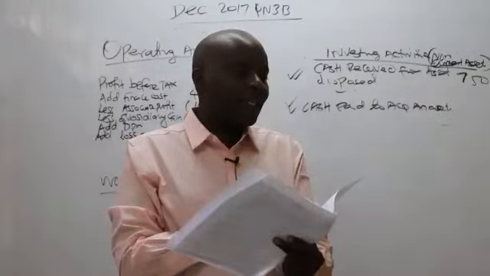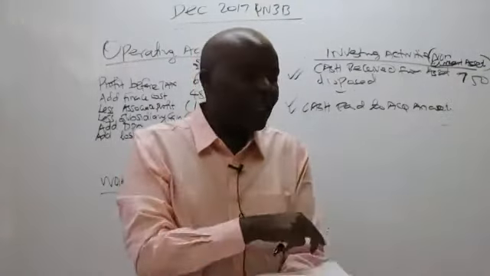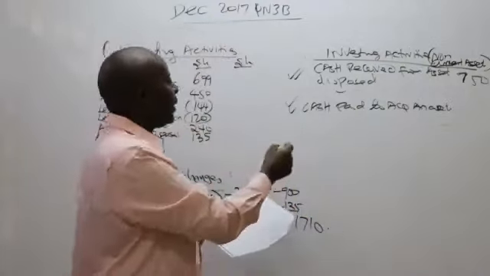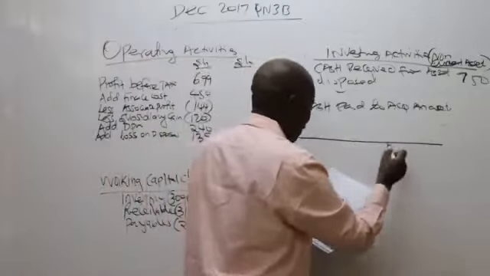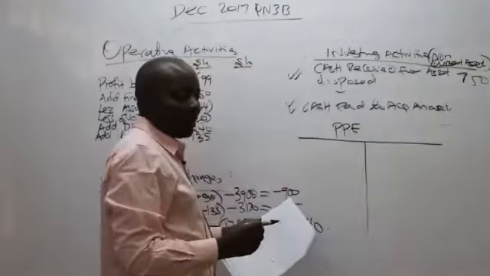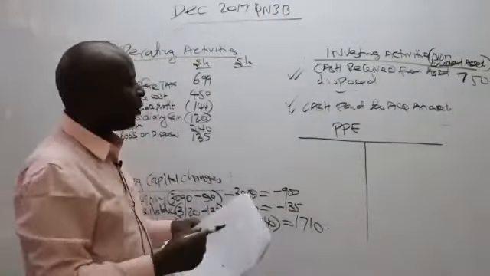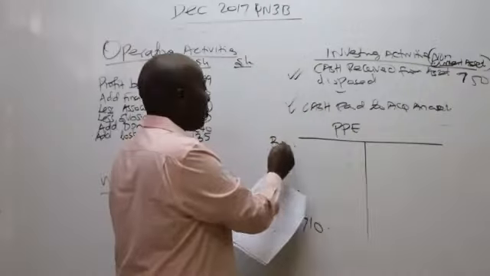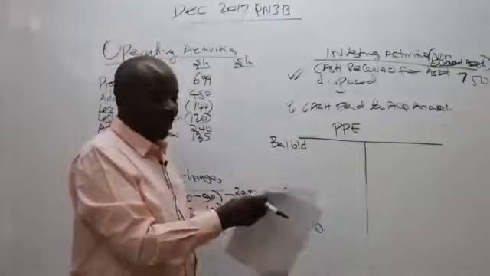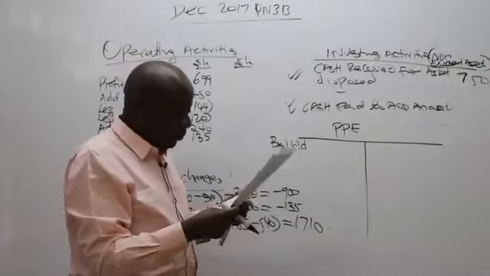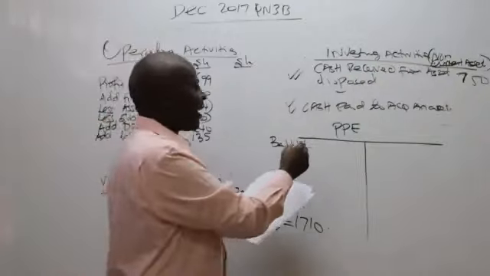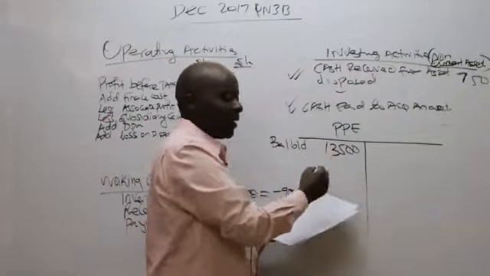Hapa itabidi, ladies and gentlemen, tuchore T account. Ingawa mimi sipendi T account at all, but please let's do a T account for this property, plant and equipment. Si ni asset. So unasema hapa balance brought down. Balance brought down ilikuwa ngapi somebody ya PPE? 13,500.